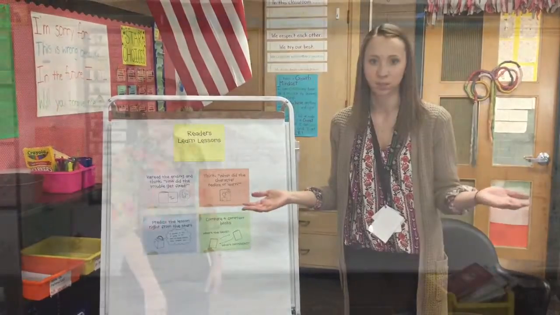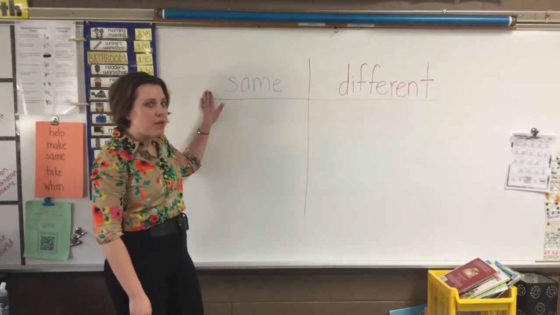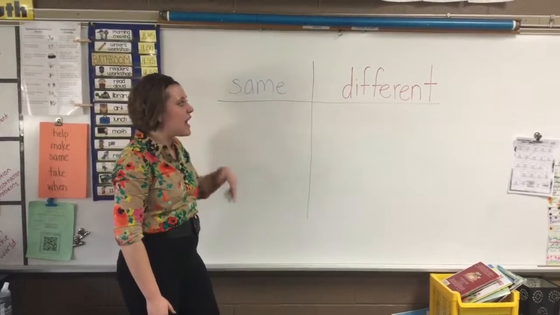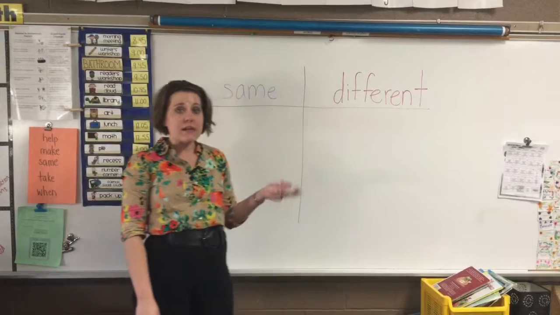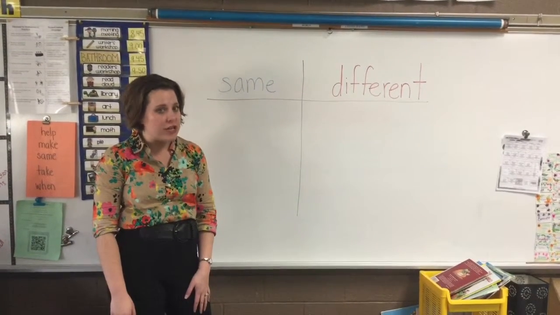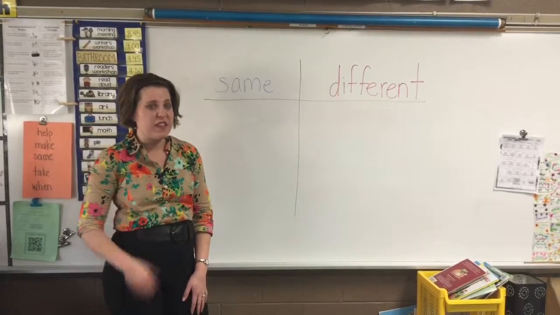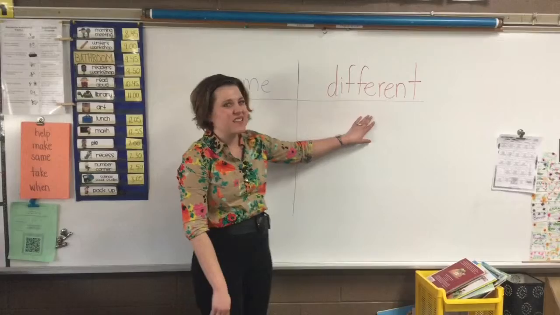All right, readers, remember when we're comparing, we're thinking about how things are the same, and when we're contrasting, we're thinking about how things are different. Right now, we're going to do a quick practice. We're going to show you a picture of Miss Fisher and I, and you're going to turn and talk and think about how were we the same in the picture, and what are some ways that we are different.